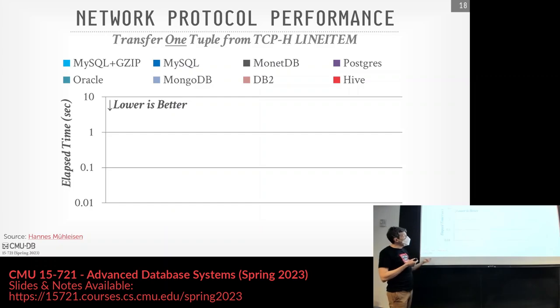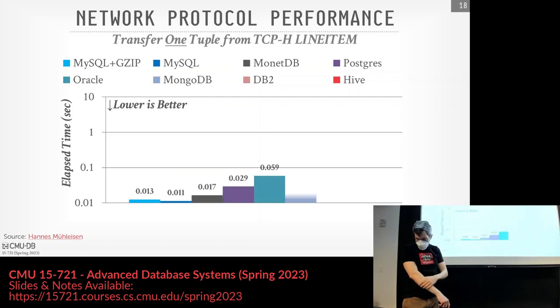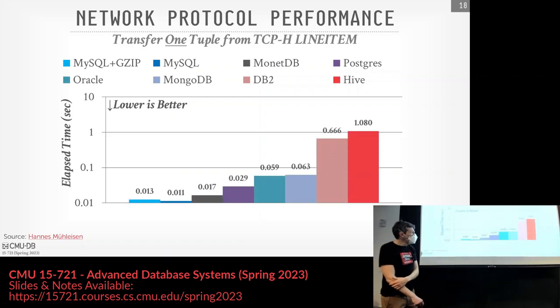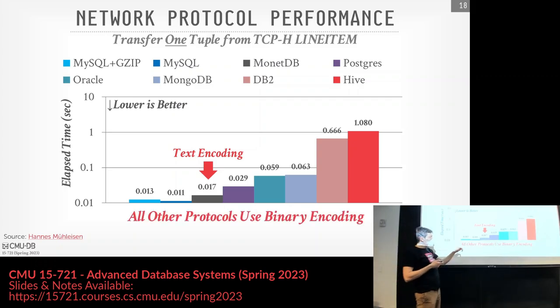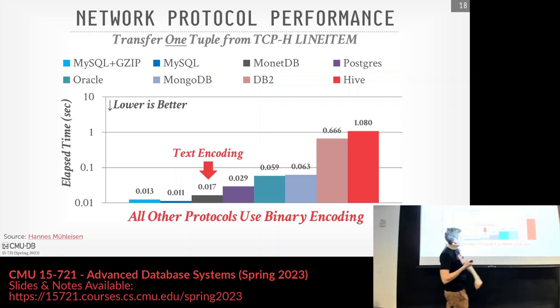All right. In this first experiment, we're going to transfer one tuple from a TPC-H table and measure how long that takes. They're going to compare against MySQL with and without the compression scheme, and then a bunch of these other database systems. I think the paper calls it DBMS X. That's usually Oracle, right? We can take that offline. All right, here's the chart. The first thing to point out is that all of these schemes, except for MonetDB, are doing binary encoding. Only MonetDB is doing text encoding, but yet it's still outperforming all these other protocols.